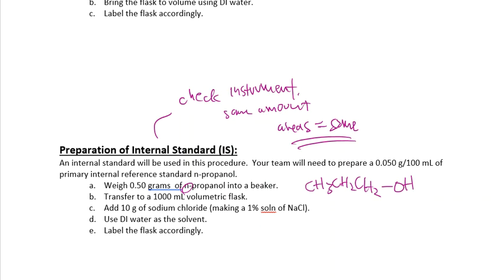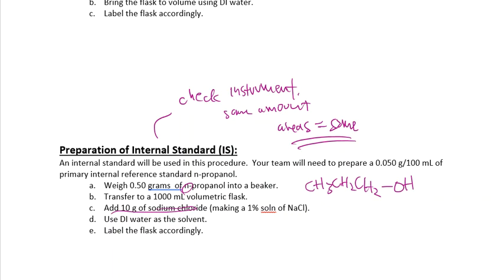You're going to put it into a liter volumetric flask, and then you're going to add 10 grams of sodium chloride as a stabilizer for everything. You're going to shake it up, make sure it all dissolves, go up to the line with solvent, and then label that. You're probably going to say, why on earth did we make a liter? We're only going to be using like a couple of milliliters at a time, right?